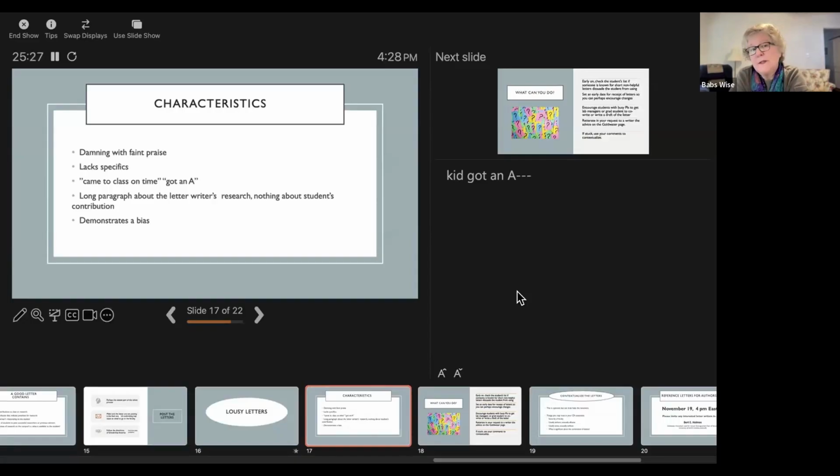A letter that doesn't have any specifics about the student and what they did. Again, came to class on time, got an A, whatever. And then the thing that used to kill me was a long, long paragraph about the letter writer's own research and nothing about what the student is contributing to this project. I have seen 100-word paragraphs and more about, these are the papers I've written, these are the things I've done, and that doesn't help anybody much.